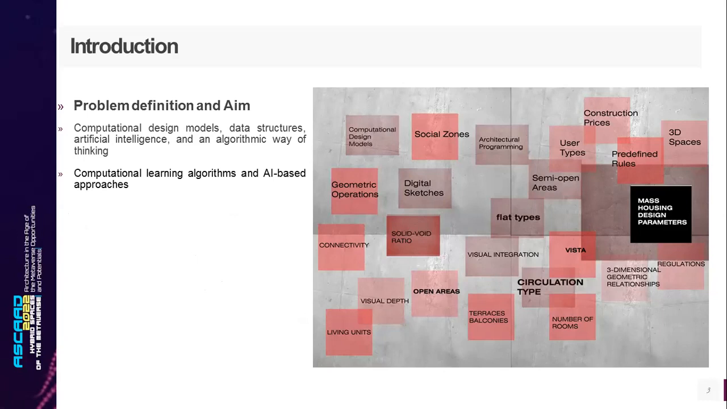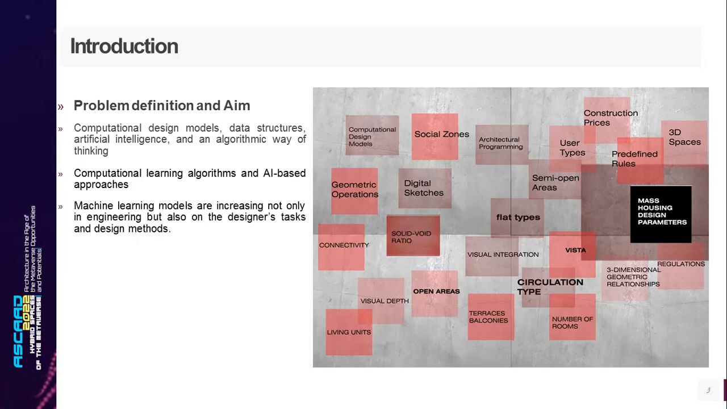These approaches can fulfill essential components of reasoning modules and learning types. The effects of these machine learning models are increasing not only in engineering problems, but also on the designer's tasks and design methods. Estimating the parameters and importance percentage that affect the design process can be tested with machine learning approaches. Within the scope of this study, the parameters affecting the mass housing design were tried to be estimated according to the artificial intelligence model and space syntax methodologies.